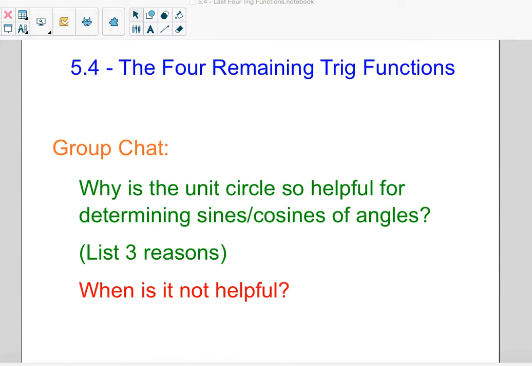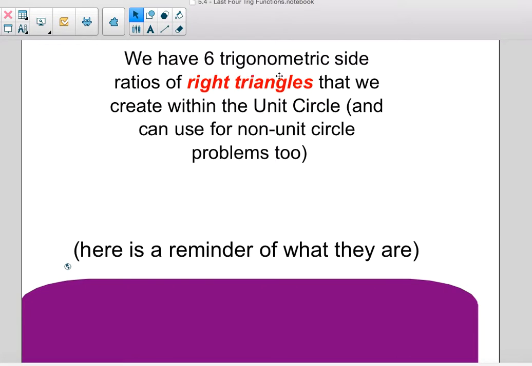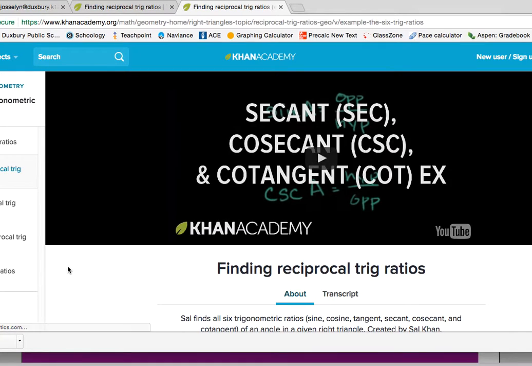but you can still get an answer without the unit circle. So what we're going to do today is learn about the other four trig ratios for right triangles that we have, which we've done sine and cosine. So we're going to do a video within the video. That's not too much to handle, which is just a Khan Academy video. So we'll watch that.